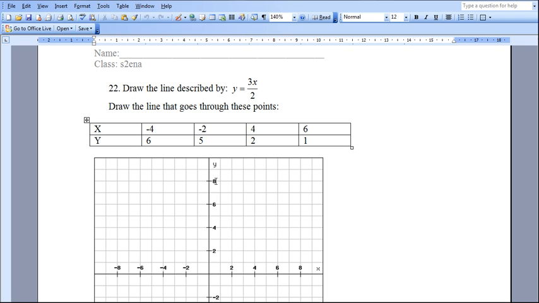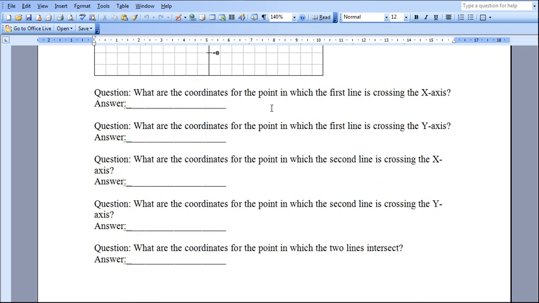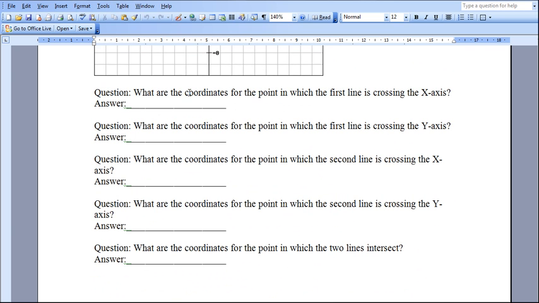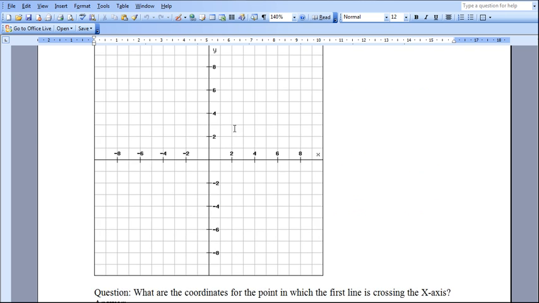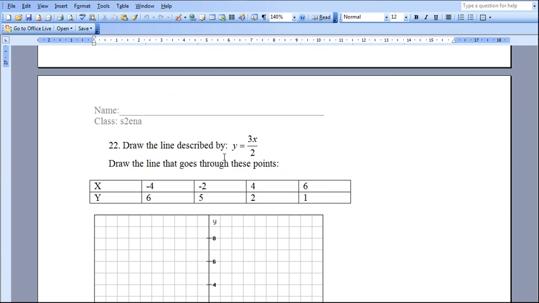Okay, draw the line described by y equals 3x over 2, and then draw the line that goes through these points. And then we have to answer all the questions. So this is basically the same thing as we did up here in this exercise. The only thing that is different is that we have to draw the line, and we only have this formula, this function. So how do we draw this line described by this function?